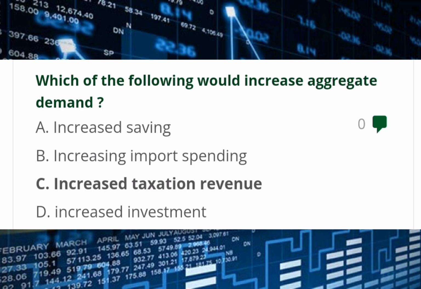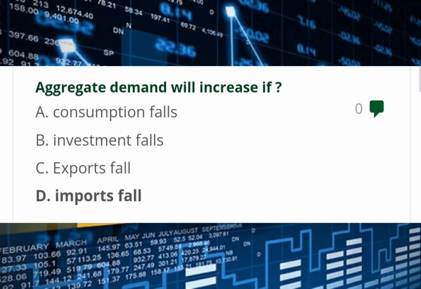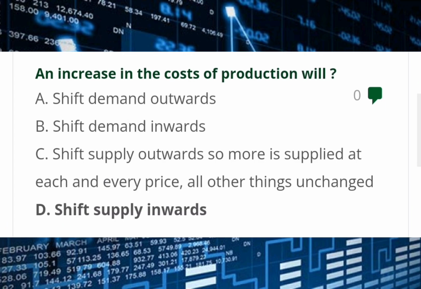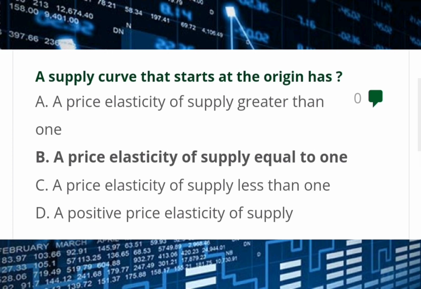Which of the following would increase aggregate demand? Answer C, increased taxation revenue. Aggregate demand will increase if answer D, imports fall. An increase in the cost of production will answer D, shift supply inwards. A supply curve that starts at the origin has answer B, a price elasticity of supply equal to 1.